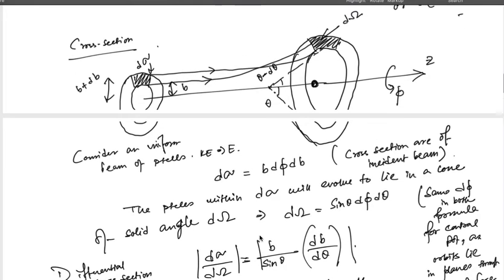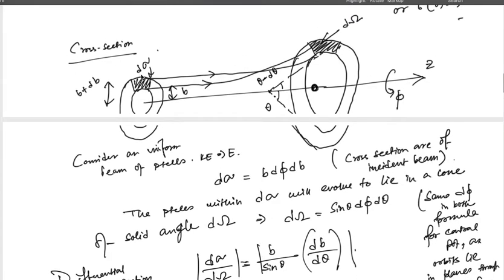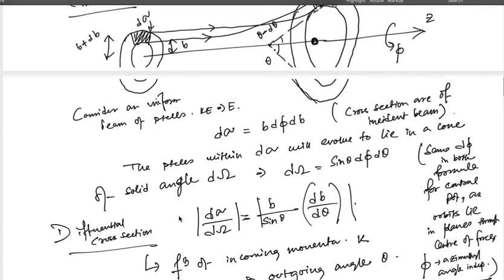So the particles which are within d sigma will evolve to lie in the cone of solid angle d omega. That is what we expect, and we will define an efficiency of this by the ratio of these two quantities, which is d sigma by d omega. In terms of these quantities, that is given by b by sine theta, db by d theta.